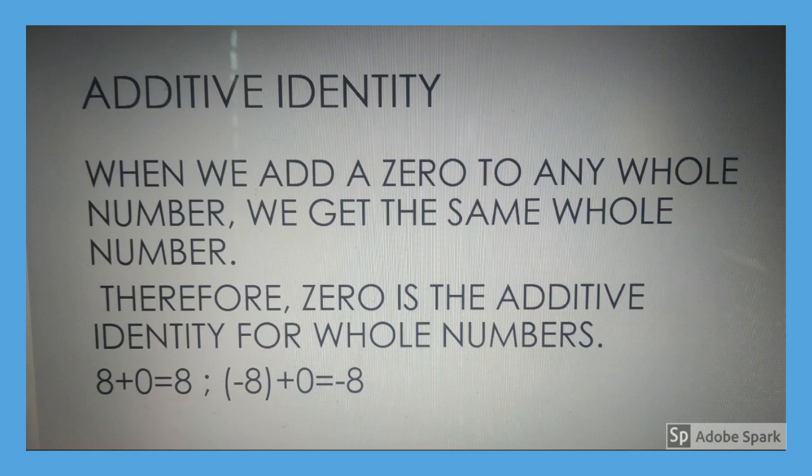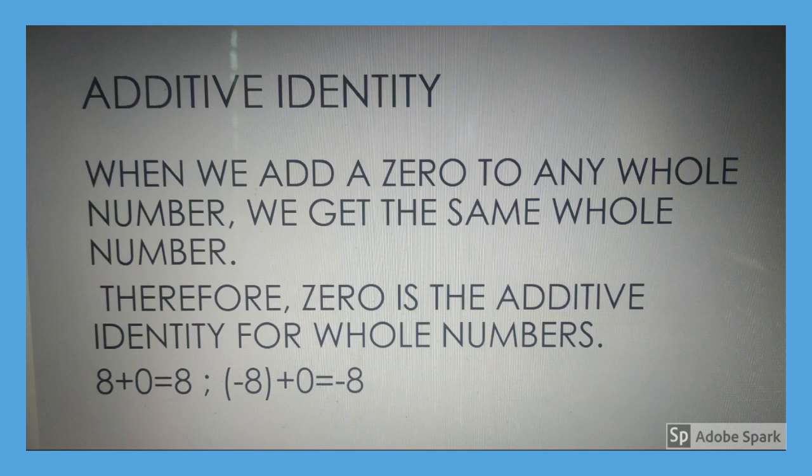Let's see, 8 plus 0 is equal to 8 and -8 plus 0 is also equal to -8. So the answer we get is the same integer, right? From this we can conclude that both of the answers will be the same. When you add a 0 to any whole number or an integer, you get the same number itself. So that is what additive identity is. Therefore, 0 is the additive identity for whole numbers and integers. Okay, clear? Let's proceed further now.